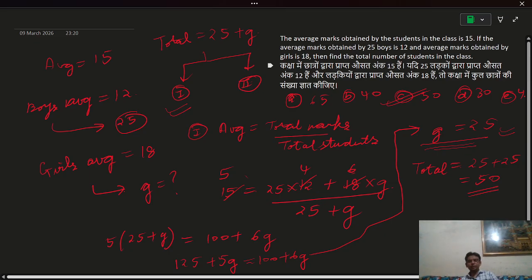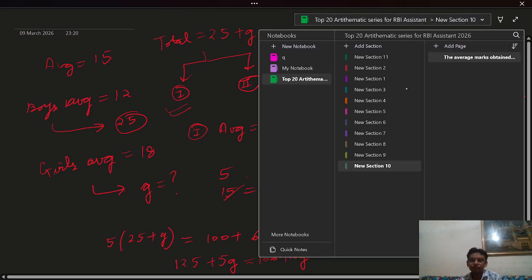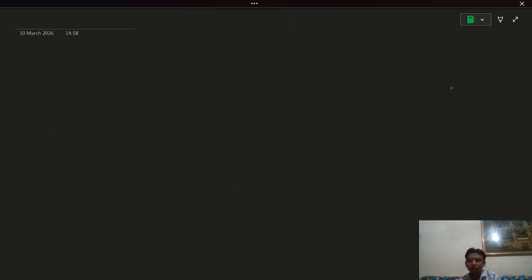Now there's another method, which is the alligation method. Let me add one page. Now what is the average mark? Average marks is 15. Now what is the average marks for boys and for girls? Average marks for boys is 12, number of boys are 25. Average marks for girls is 18, number of girls are unknown.